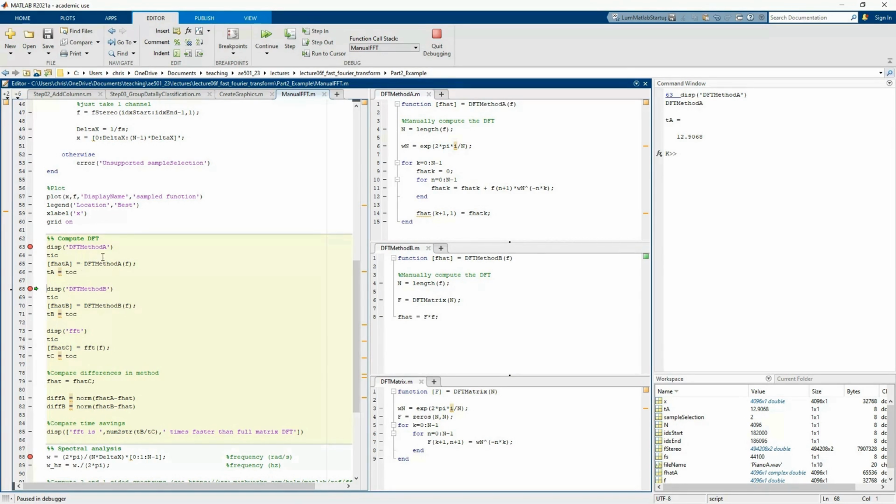Okay, it looks like the first one ran. So I timed how long it took us to run method A. For the 4,000 samples, that took around 13 seconds, right? Okay, so now let's run and see how long method B takes to execute.